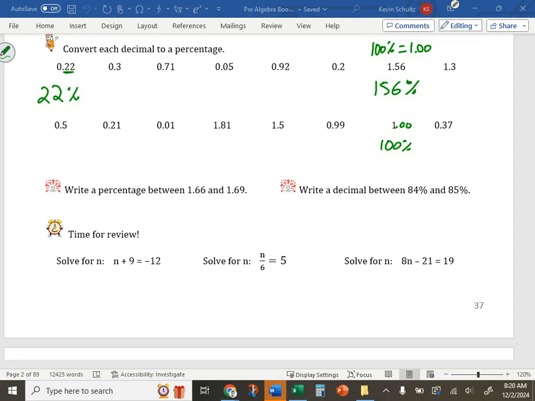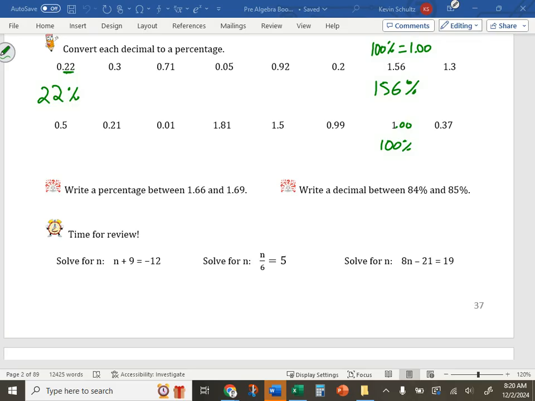The two brain busters says write a percentage between 1.66 and 1.69. So one strat for that might be thinking of a decimal that's between 1.66 and 1.69, and then converting that decimal to a percentage. Then the next one says write a decimal between 84% and 85%. That might take a little bit of thought. See what you come up with there. A decimal between 84% and 85%.